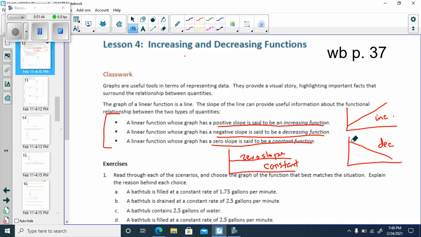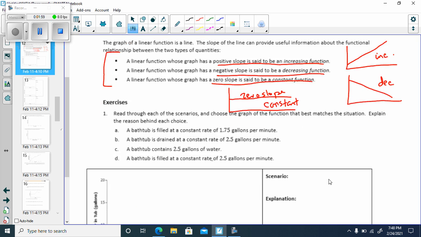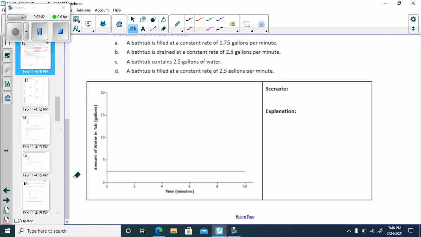If it's drained, volume's going to be going down. A bathtub contains 2.5 gallons of water. A bathtub is filled at a constant rate of 2.5 gallons per minute. So this one's going up, it's increasing in volume. This one is staying completely the same. So here we've got amount of water in the tub, time. This one here is not going to change. It stays exactly where it is. Notice it is at 2.5 gallons, and it doesn't change from that 2.5 gallons at all over time.